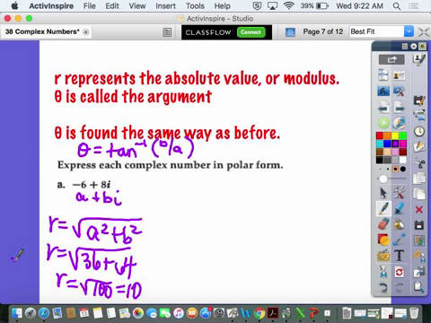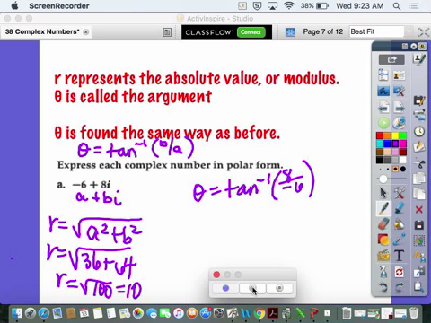Hopefully the speed I'm going isn't throwing anybody off. This should look familiar. Okay? Instead of X and Y, we got A's and B's. Theta is found by doing the tangent inverse of B over A, 8 over negative 6. Somebody type that in for me, please. Gets me a value.